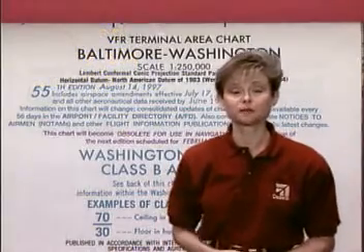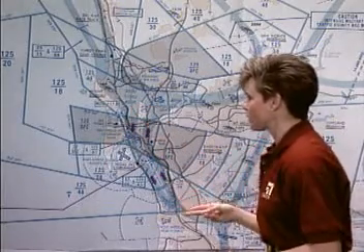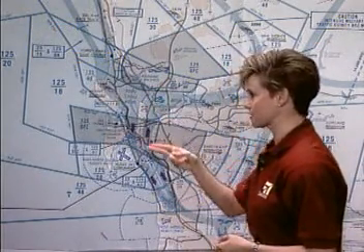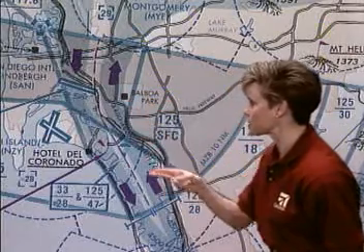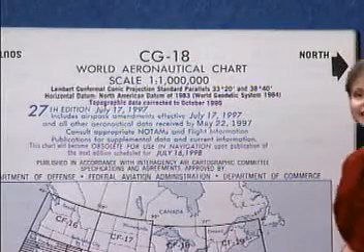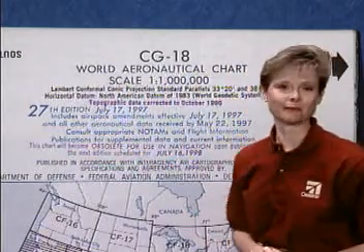On the back of the terminal area chart, you'll find these things called VFR flyways and VFR corridors. These VFR flyways show the preferred routing in and around the Class B airspace. The VFR corridor is a VFR path, usually over the main airport, so that you don't have to fly clear around Class B airspace.